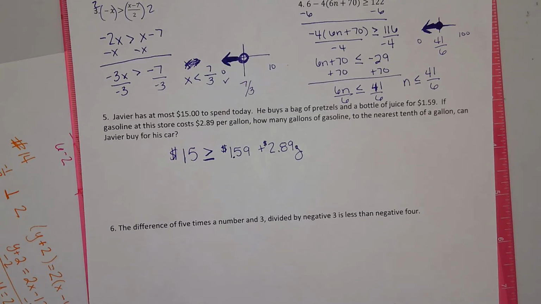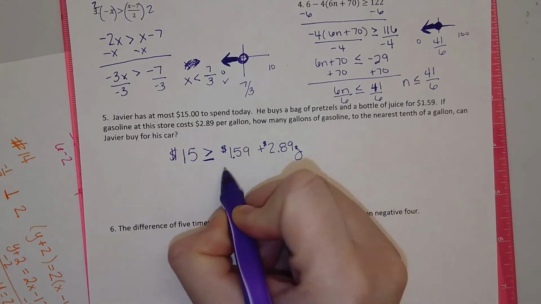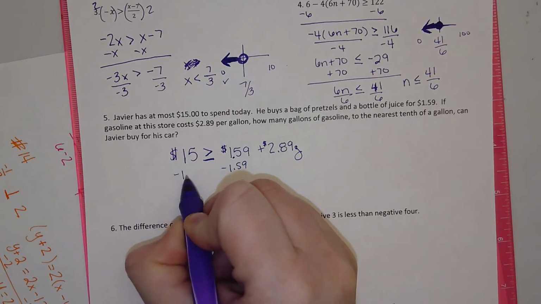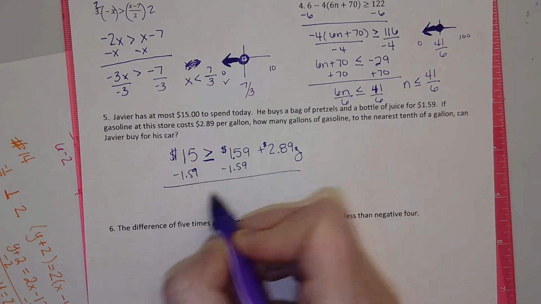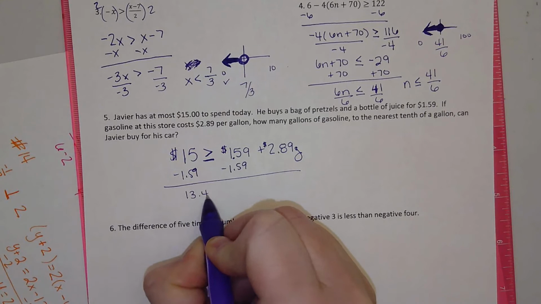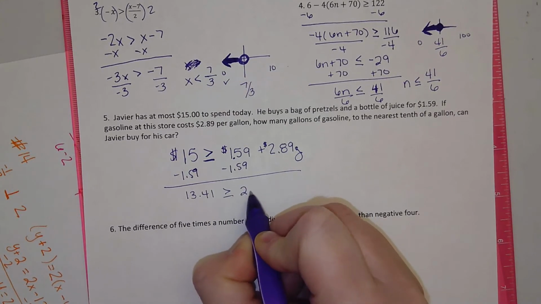You don't have to set it up exactly as you read it. You can write things down as you know, but your gas cost is going to go up with each gallon. If you buy 2 gallons of gas, 2 times $2.89 gives you a new value versus just $2.89. So first we subtract $1.59 from 15. Minus 1.59, minus 1.59. 13.41 is greater than or equal to 2.89G.